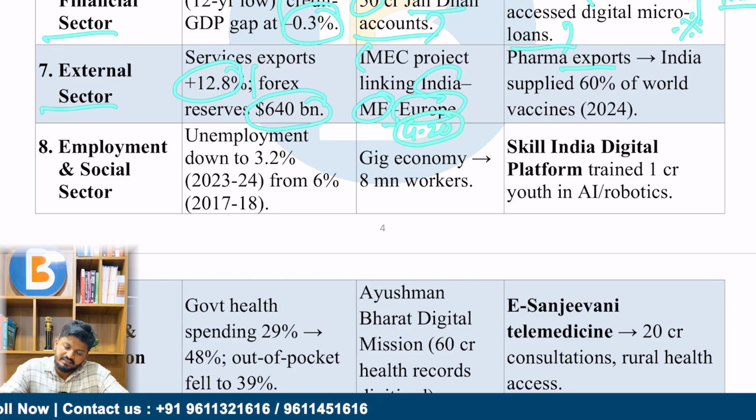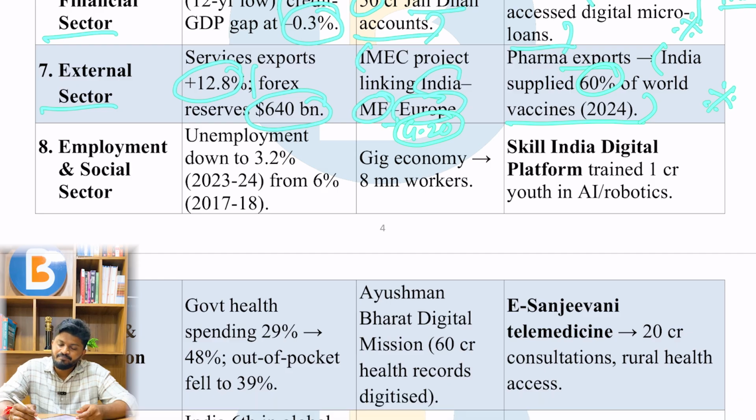Pharma exports, India supplied 64% of the world's vaccines in 2024. A very significant achievement of India. This you can use in India's soft power. This also you can use in medical tourism or medical soft power of India.